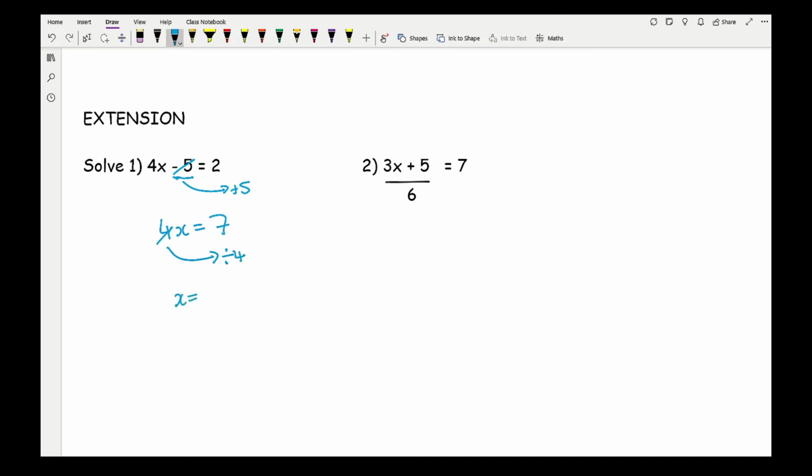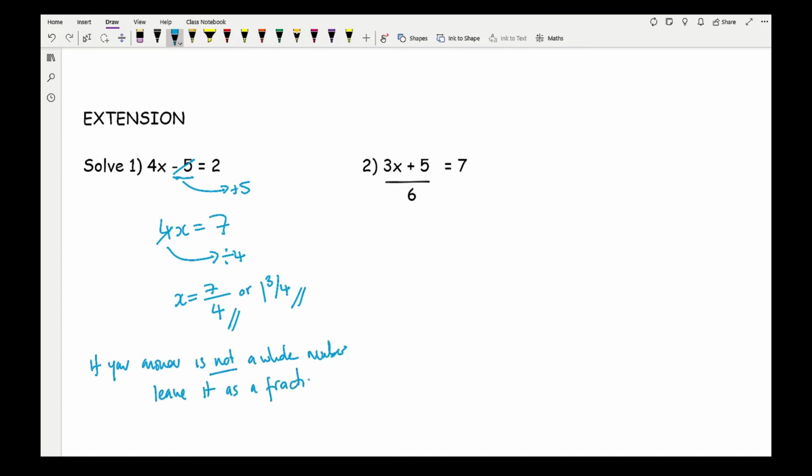Now, when we come to this, we've got 7 over 4, which doesn't go in, 4 doesn't go into 7 nicely. I could convert it as a mixed number, so I could write it as 1 3/4, which is absolutely fine. But I would recommend do not write your answers as decimals. So if your answer is not a whole number, leave it as a fraction.